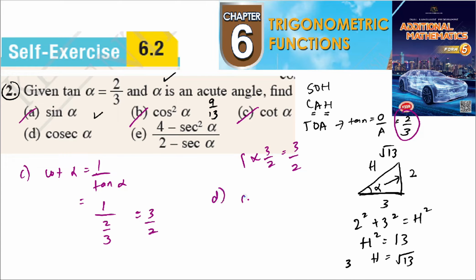So D, cosecant. We know cosecant A is equal to 1 over sine alpha. Cosecant is equal to 1 over sine. Cotangent is equal to 1 over tangent. Secant is equal to 1 over cos. So do we have sine? Yes, we have sine A before. Sine A we calculated as 2 over root 13, right? So this one is equal to 1 over 2 over root 13. So we get root 13 over 2.